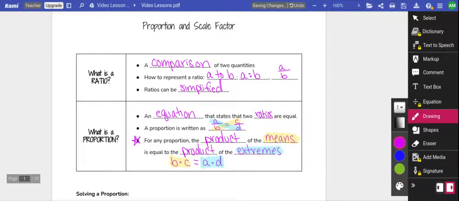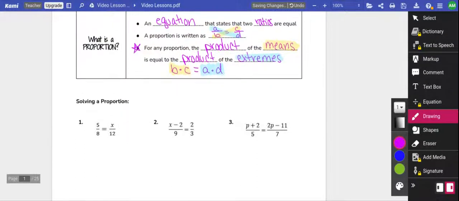Now, you might be familiar with a term known as cross multiplication, and you can use the term cross multiply. The issue that some students have is that they have a difficult time remembering when to cross multiply and when to multiply across. So I avoid that, and I just say we're going to use the means extremes property and use our product of our means is equal to the product of our extremes. So let's go ahead and look to solve a proportion.